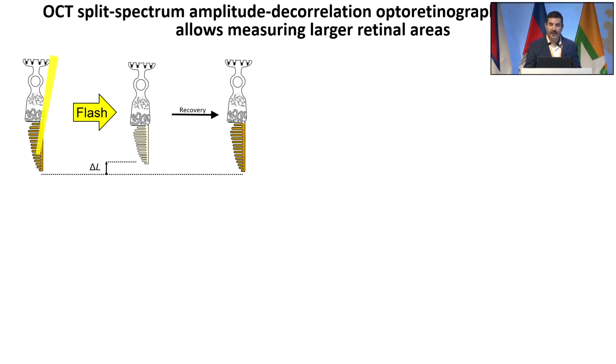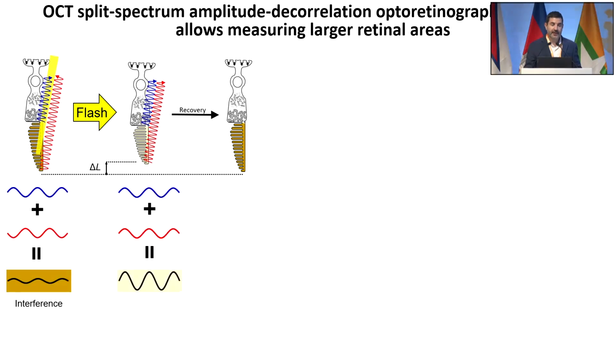Now, not all of us have adaptive optics, and so we wanted to explore a way of actually measuring these changes just using OCT, and this is going to employ an algorithm called split spectrum amplitude decorrelation optoretinography. I'll call it ORG for short. And the idea here is that if we look at the wavefront of the light going into the retina and then measure the wavefront coming out and add these together, you will get an interference pattern. Then if you flash light and the outer segment changes length, this pattern will change. And by looking at how these two waveforms are decorrelated, we can elicit a measurement.